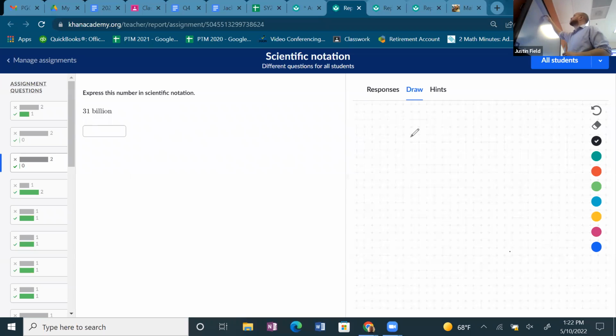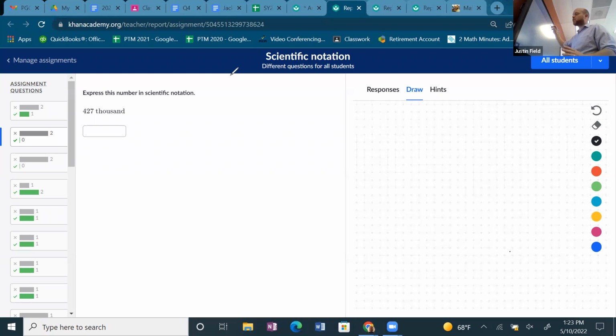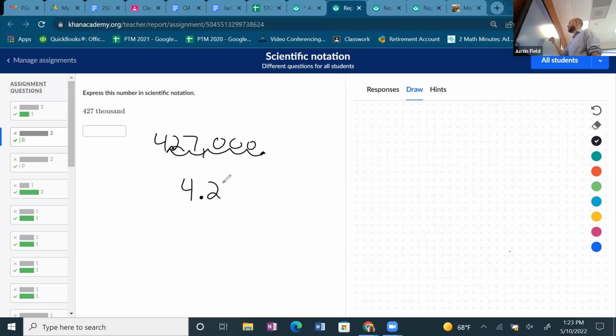Let's start with a brand new one. How about this one? We want to put this into scientific notation, so we're starting in standard form, just like the last one. 1,000 means 3 zeros. So we want to take that decimal point and move it 1, 2, 3, 4, 5 spaces. So that's 4.27 times 10 to the 5th. And if I was going to put this back into standard form, I would move the decimal 5 spaces, and I'd be back at 427,000.